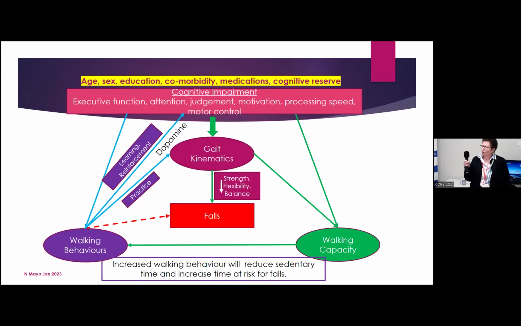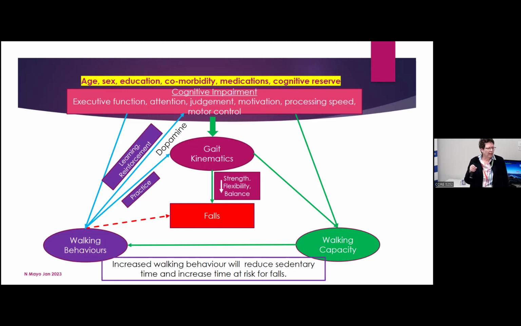We knew that cognitive impairment, which is measured, which has lots of elements, impacts gait kinematics. That's how the joints move during walking. We know that. There's hundreds of articles. I don't have to redo that literature. Don't bother redoing it. It's there. We know that gait kinematics impacts on falls. There's lots of literature on that. And we know that strength, flexibility, and balance also impact on falls. We know that cognitive impairment also affects people's walking capacity.